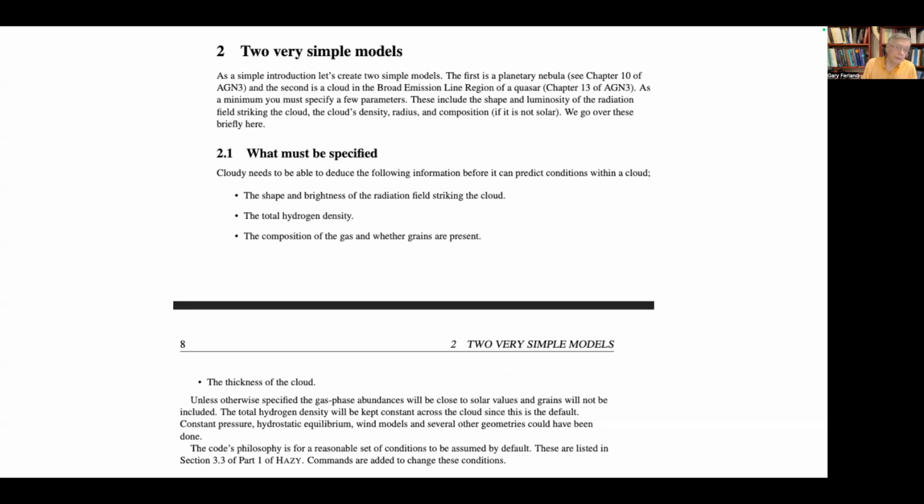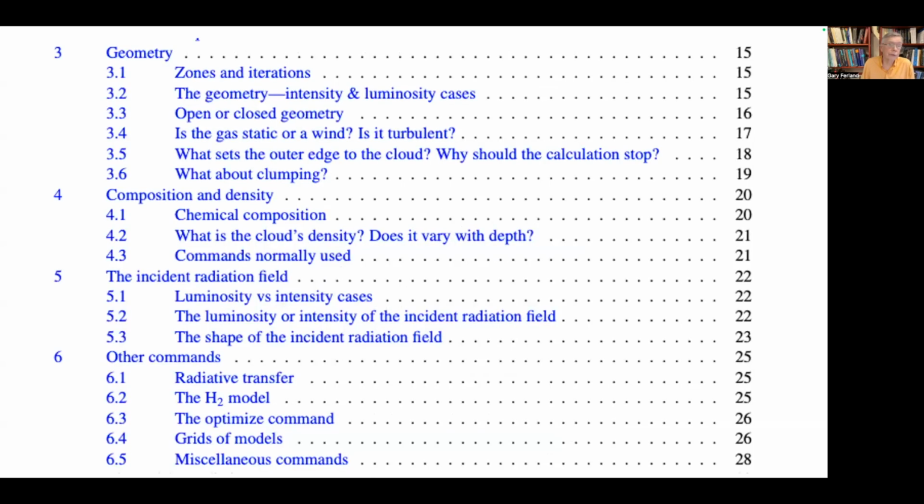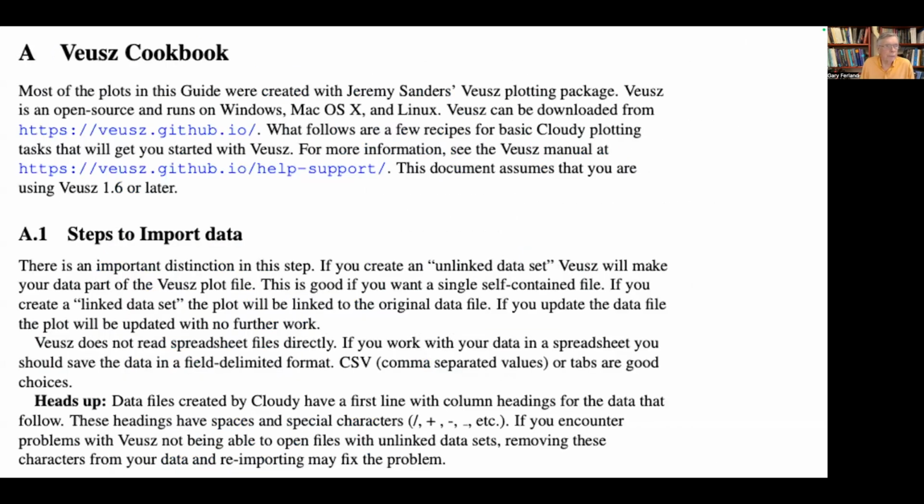So this section here is setting up two very simple models. One section is on a simple planetary nebula. It goes into the commands and talks about why they're used and how they're being used, and then cross-references a section in Hazy 1 that goes into a lot more details. There are many other sections, a discussion of the geometry, the composition, many other things, and meant to be a very quick discussion, a bird's eye view, and a quick synopsis.